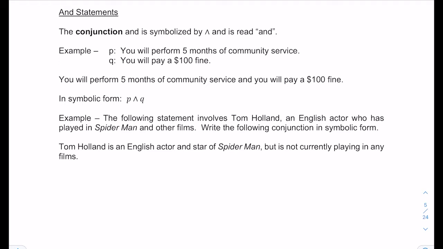Let's try an example. So here, the following statement involves Tom Holland, which you all know is an English actor, and he played in Spider-Man and other films.